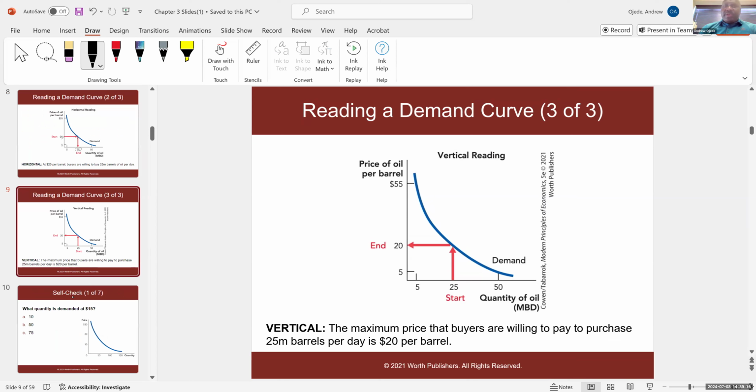So the vertical reading, the maximum price that buyers are willing to pay to purchase 25 million barrels per day is $20 per barrel. That's what you're going to be reading here. These numbers on the horizontal axis are millions of barrels per day that consumers are buying. So that means 25 million barrels are demanded per day. Consumers are willing to pay $20 for it. That's the maximum they're willing to pay.